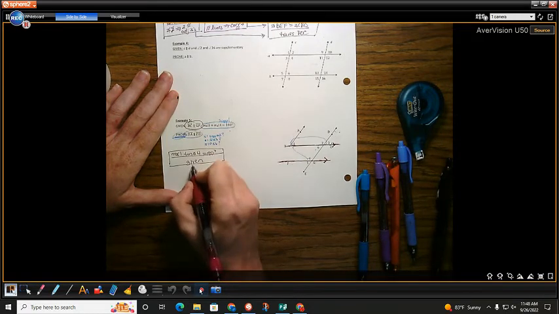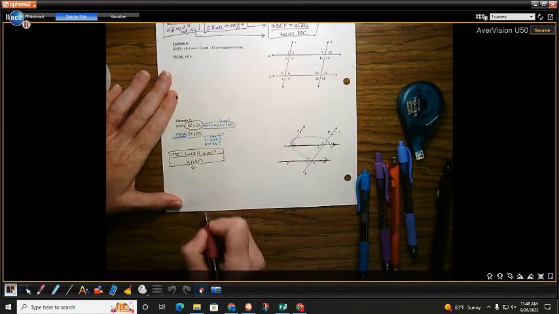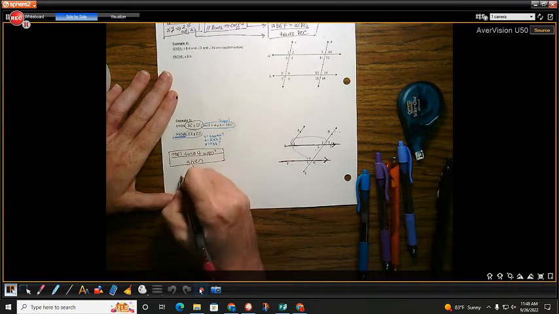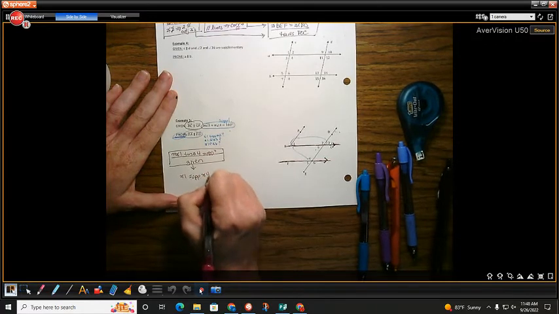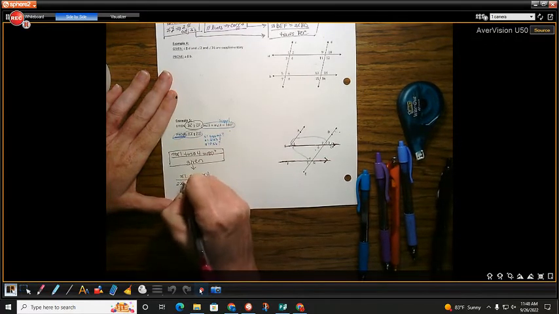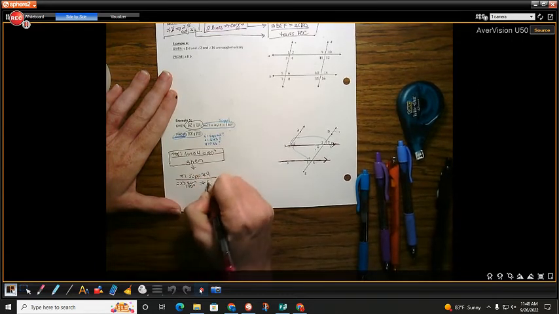Okay, so what do these guys adding up to 180 tell me? They're supplementary. So angle 1 has to be supplementary to angle 4 because two angles that sum to 180 degrees implies supplementary angles.